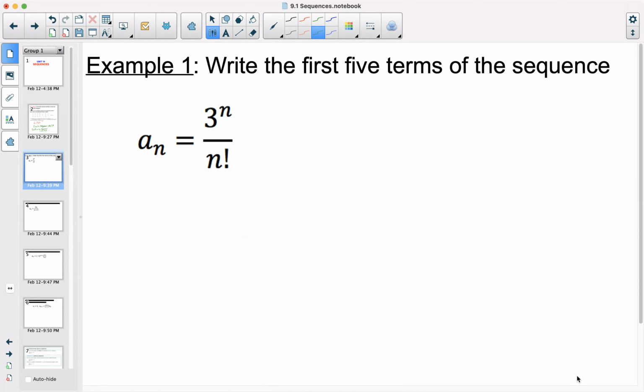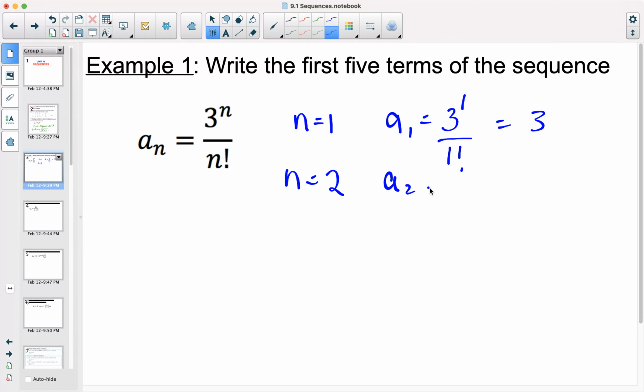And on the next page, we are going to do an example. Write the first 5 terms of the sequence. So here we go. We're going to start with n equal to 1. Therefore, the first term is going to be 3 to the first over 1 factorial, which is 3. The second term, n is 2: 3 squared over 2 factorial. Well, that's just going to be 9 over 2.